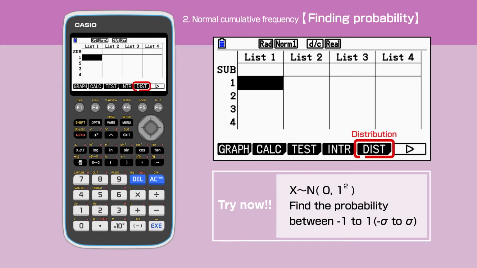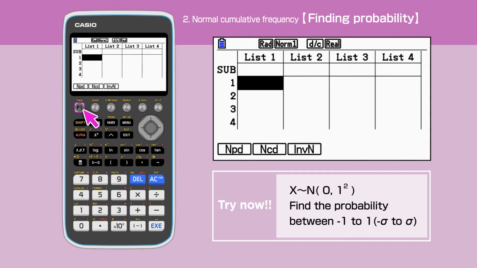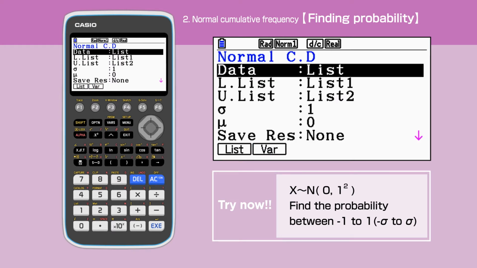Press F5 to select distribution. Press F1 to select the normal distribution. We are working out the cumulative probability. Press F2 to select normal cumulative distribution. Select variable by pressing F2 for the data.